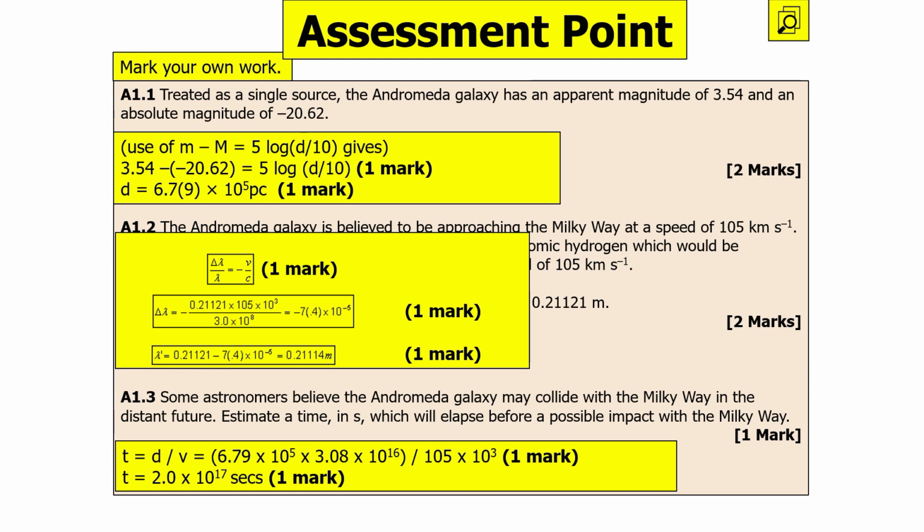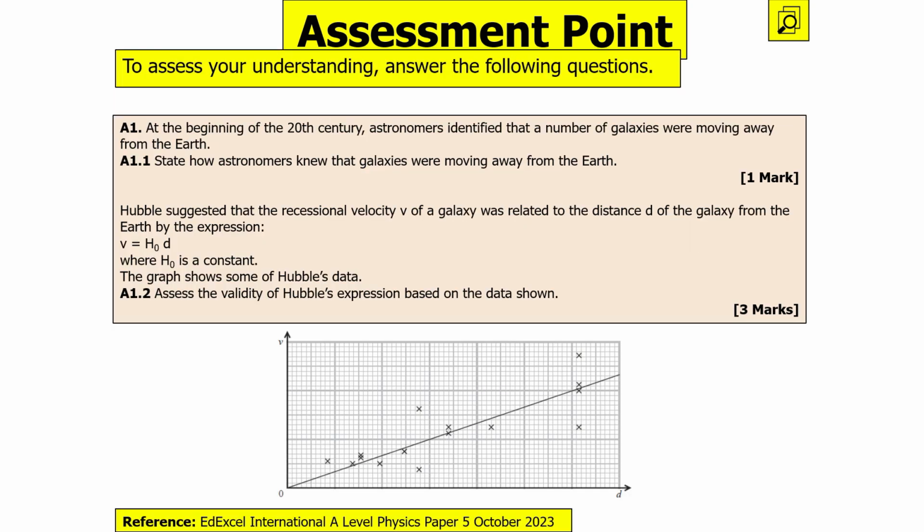The next question says, at the beginning of the 20th century, astronomers identified that a number of galaxies were moving away from the Earth. State how astronomers knew that the galaxies were moving away from the Earth, and then Hubble suggested that the recession velocity of the galaxy was related to the distance of the galaxy from the Earth by the expression v equals H times d. The graph shows some of Hubble's data.